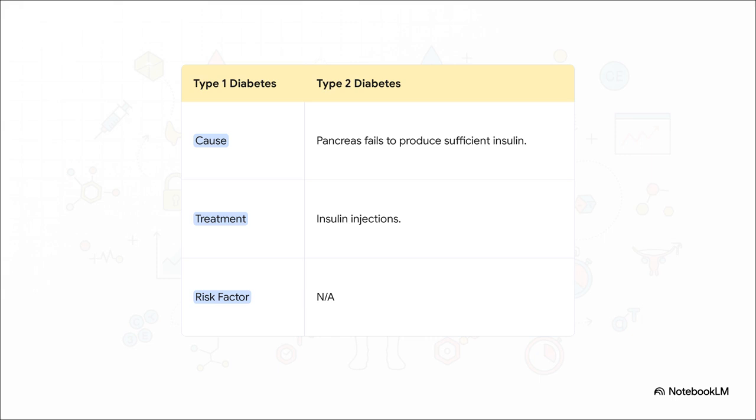Now, type 2 is different. The pancreas might be making insulin just fine, but the body's cells have kind of stopped listening to it. They become resistant. That's why the treatment often focuses on managing diet and exercise. And a key fact to remember is that obesity is a massive risk factor for developing type 2.